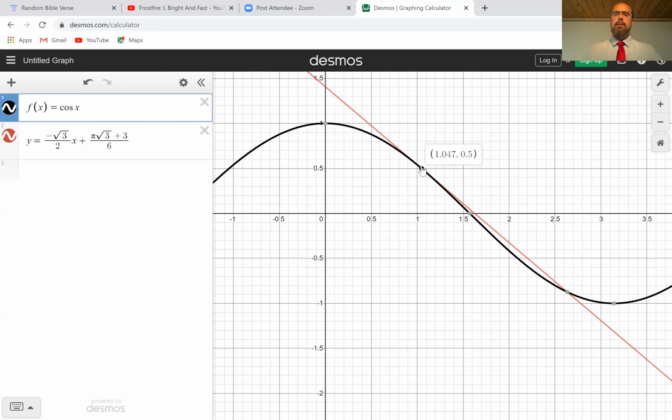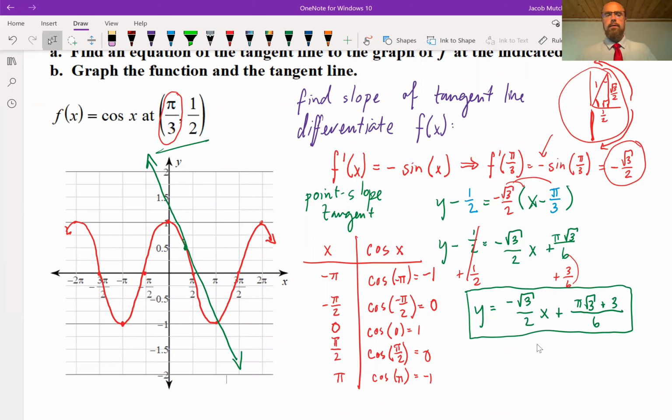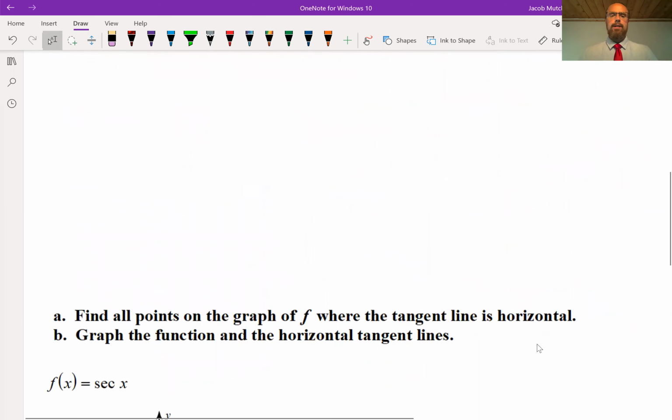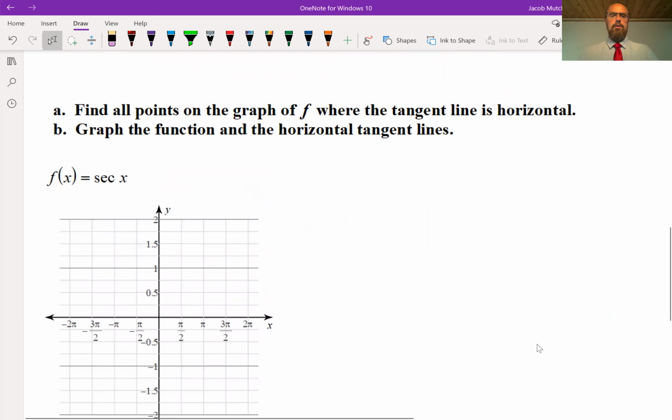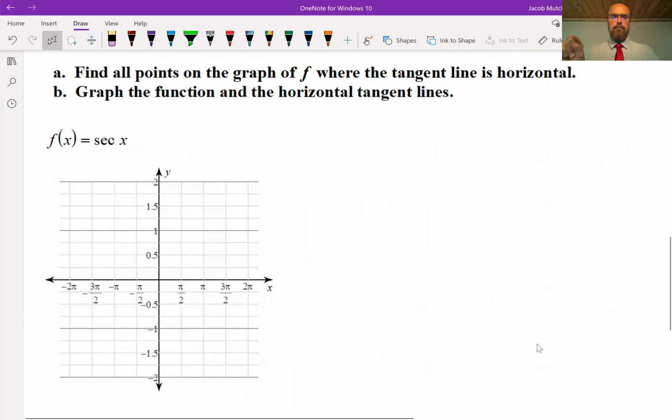So that was an example where we were looking to see what's the equation of a tangent line at a given point. Let's take a look at one where we have to find the horizontal tangent lines. So here I've got my part A instructions. Find all points on the graph of f where the tangent line is horizontal. So my function here is secant of x.